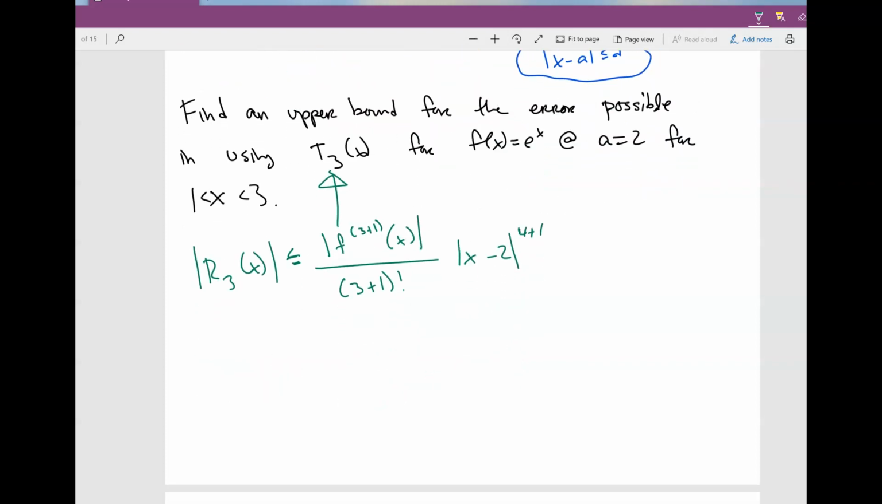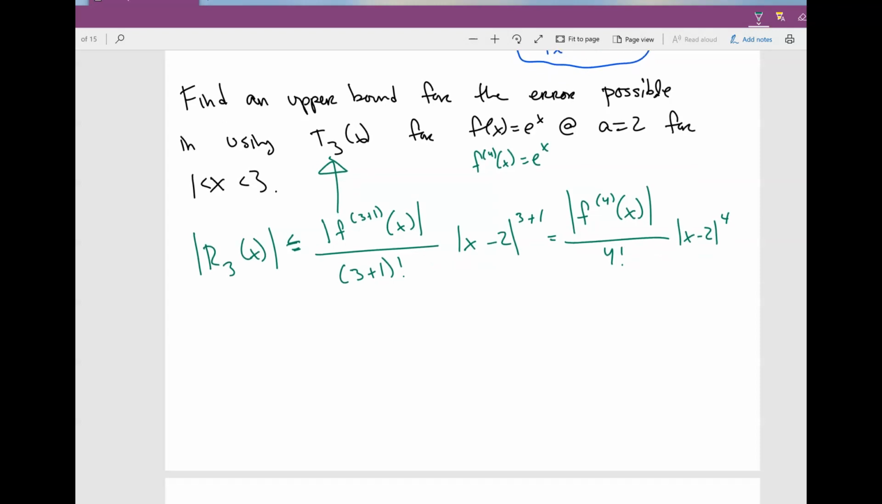All right. So now this is going to be equal to the fourth derivative divided by 4 factorial, times x minus 2 to the power of 4. This should be a 3. Now what we want to do is find the fourth derivative. Luckily for us, the fourth derivative of just e to the x is just going to be e to the x.